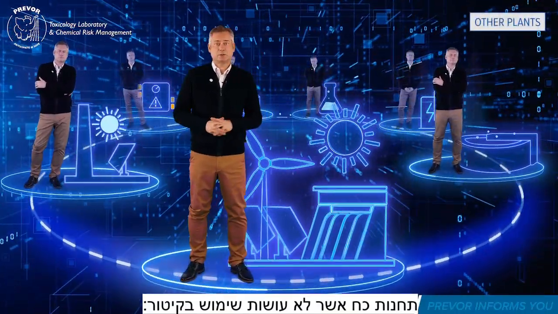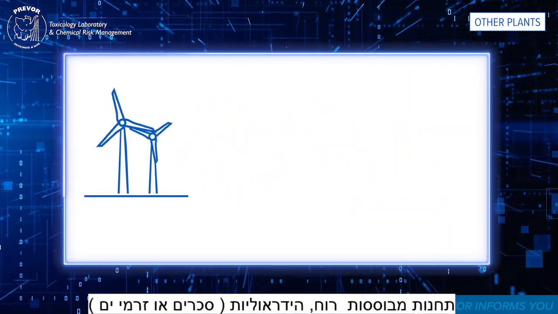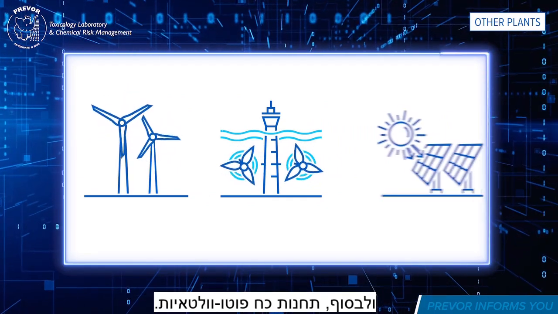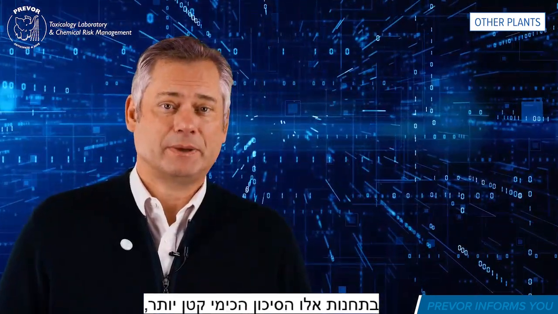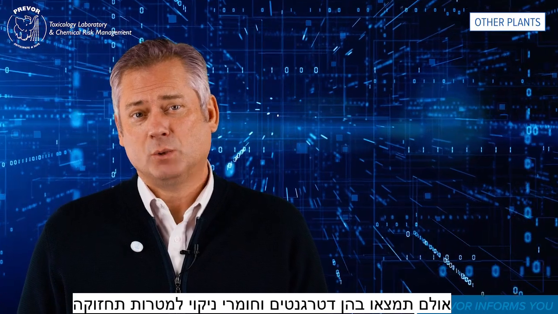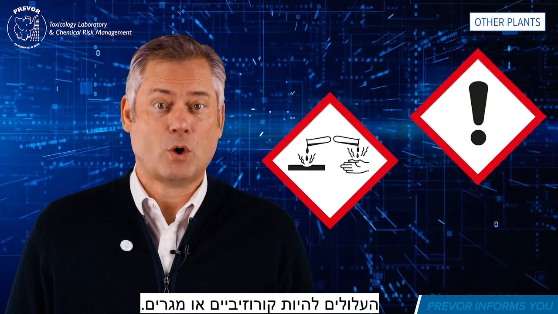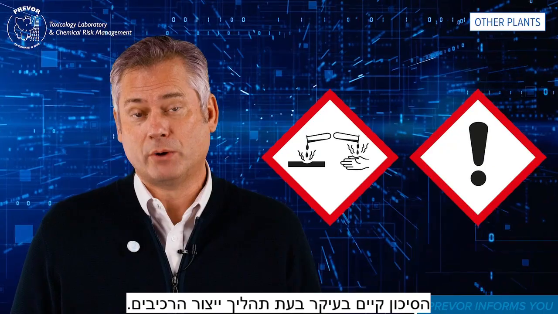Other power plants that do not use steam-driven turbines are wind power stations, hydraulic stations such as dams or tidal stations, and finally photovoltaic stations. There is less of a chemical risk. However, you will find strong detergents and cleaning products for maintenance which can be corrosive or irritating. The risk is mainly present during the production of the component parts.